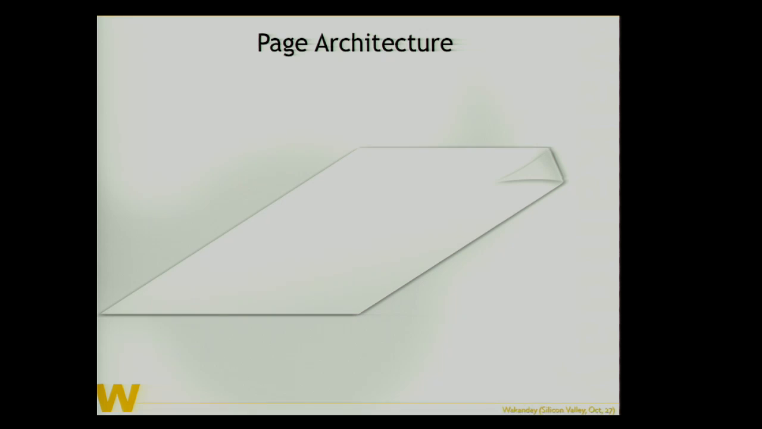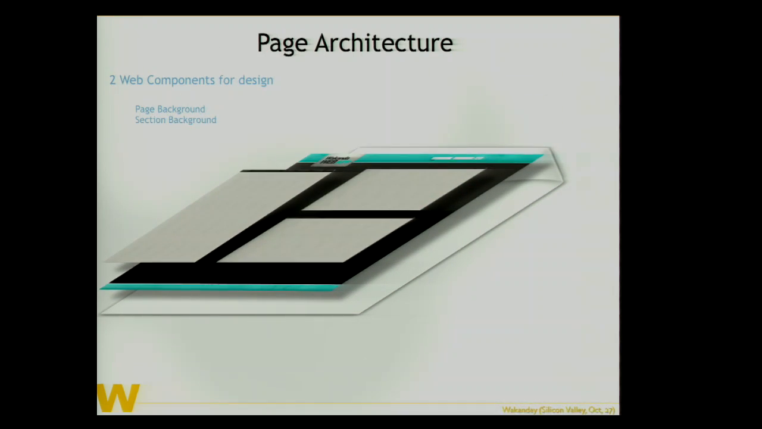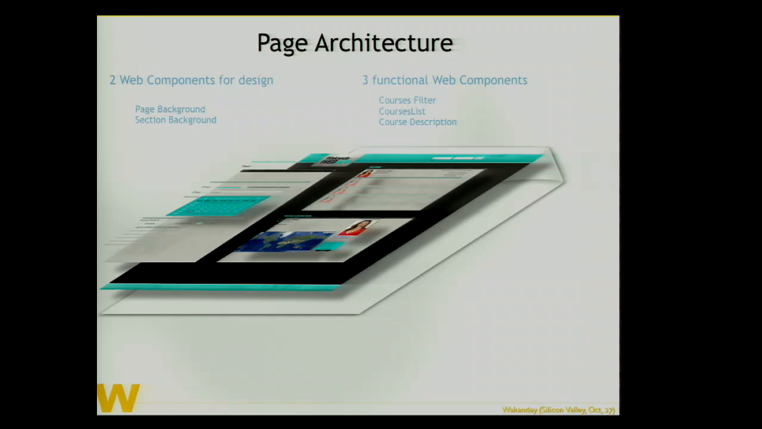The page architecture for our web application is the following. We have an HTML page. We have a page background component, which is going to be the design base. Then we have a web component for the design of each of the sections. So there's one component for those 3 sections, and then a functional web component for each of those 3 sections. One's used for filtering the courses, the list, and then the description on top of that 3rd area.